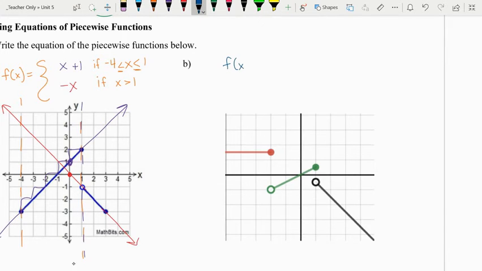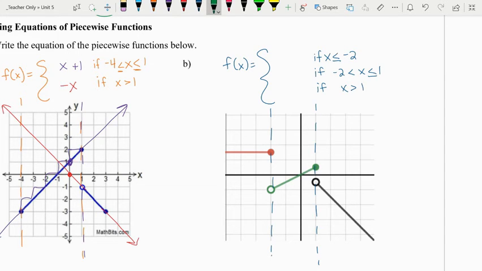So again, we start with f of x and our squiggles, and then I'm going to put together our boundaries. So our boundaries are right here at -2. So the first one is when x is less than or equal to -2. The next one is if x is in between -2 and our other boundary, which would be at 1. And then our last one is if x is greater than that 1. I do need a line underneath the middle one. And now I just need to come up with the equations of each.